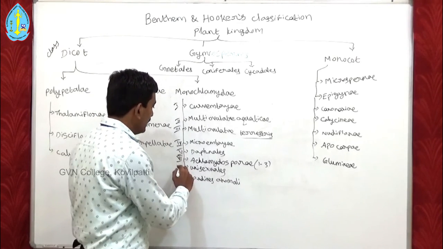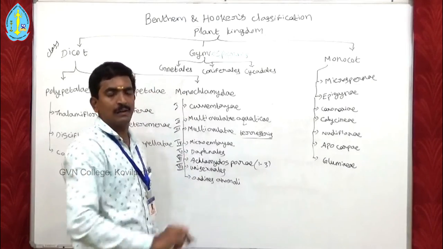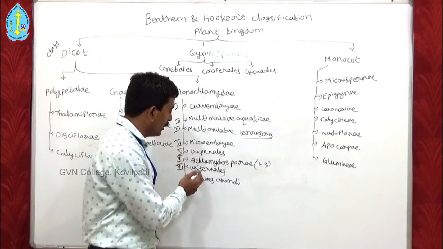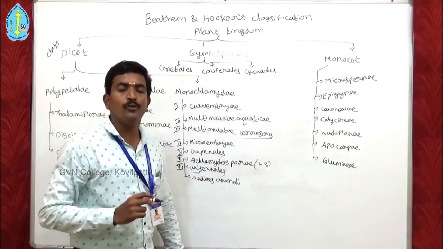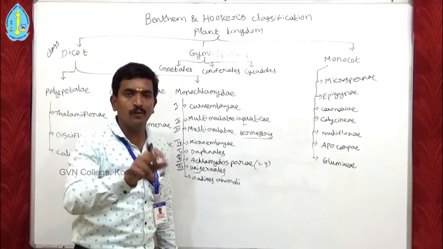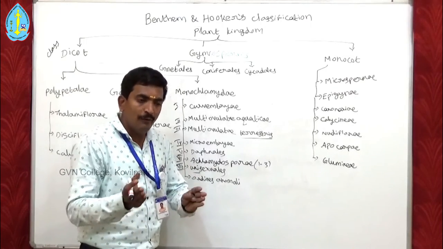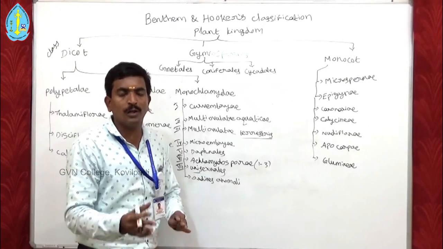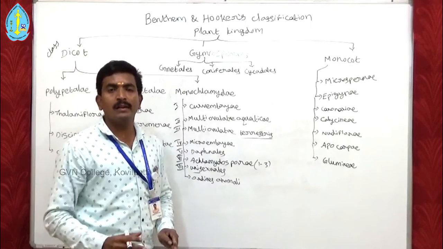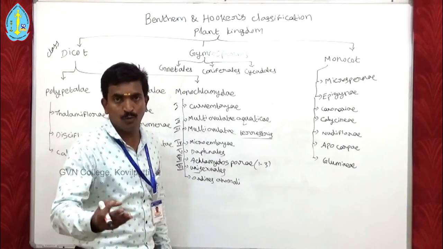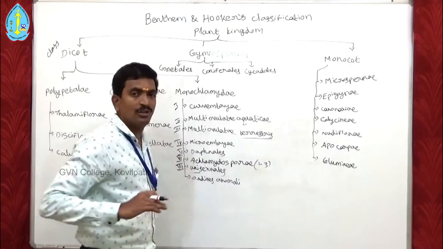And the seventh series is Unisexuales. Unisexual, the name itself contains the meaning. Uni means single. Single-sexed flowers are present. That means only male flowers or female flowers alone are present in some plants. That comes under the category Unisexuales. Mainly the Betulaceae family comes under the Unisexuales.